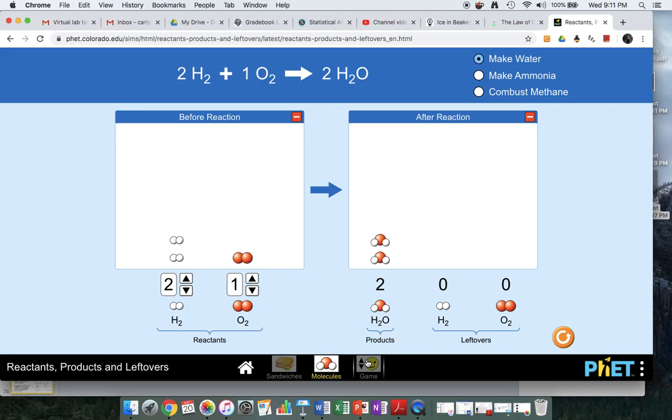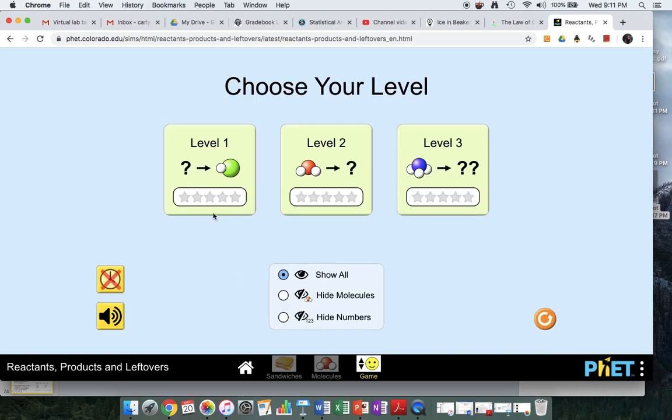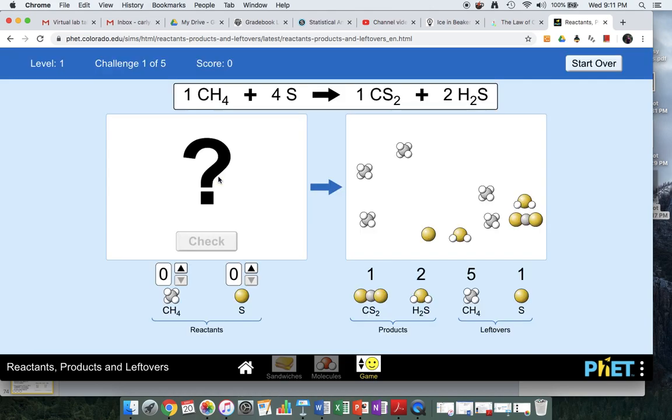My favorite one for practice is the game here. You can pick a level, and what you do is you have to make this work. This is the product. So I need to add enough reactants to make this mix of products. So here's my chemical reaction. I need 1 methane and 4 sulfurs to make a single carbon sulfide and 2 hydrogen sulfates. So I have 2 of those and I have 1 of these.